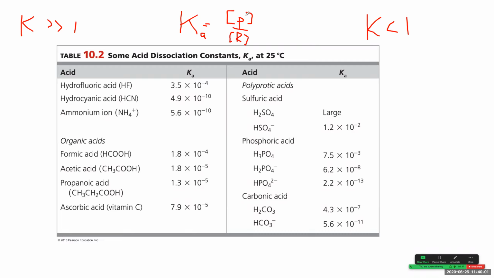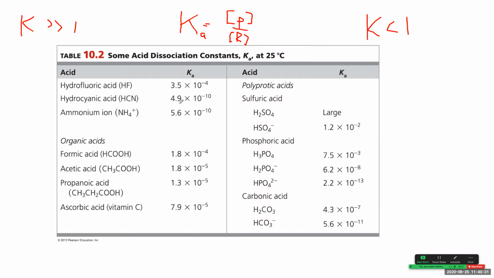The concentrations are in molarities. So you always have to be sure you're using the molarity of the substance, the reactants and the products in these calculations. In the case of hydrofluoric acid, we have a Ka of 3.5 times 10 to the minus 4. The larger the Ka, the stronger the acid. The smaller the Ka, the weaker the acid.